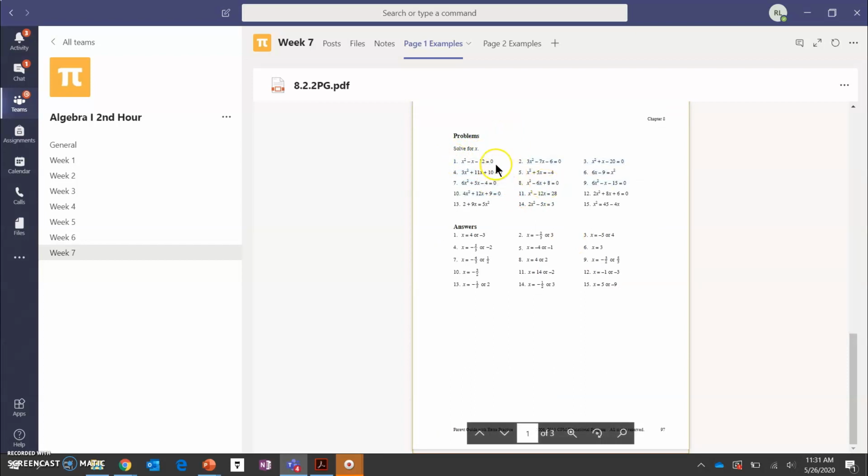Notice that most of them equal 0, some of them don't. So we have to be careful about those that don't equal 0. And I'll show you what we're going to be doing. Basically it's the same thing that we were doing last week, but we're just adding in one extra step.